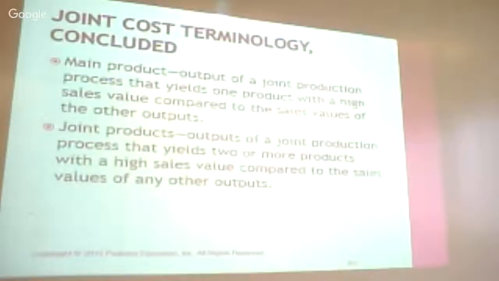We have our main product, the output of a joint production process that yields one product with a high sales value compared to the sales value of the other outputs. So with the orange juice, the orange juice would be the main product, and the rinds, the cattle feed, would be just a secondary product, just a result of the stuff that we use, okay? Then we have joint products, outputs of a joint production process that yields two or more products with a high sales value compared to sales values of any other outputs.